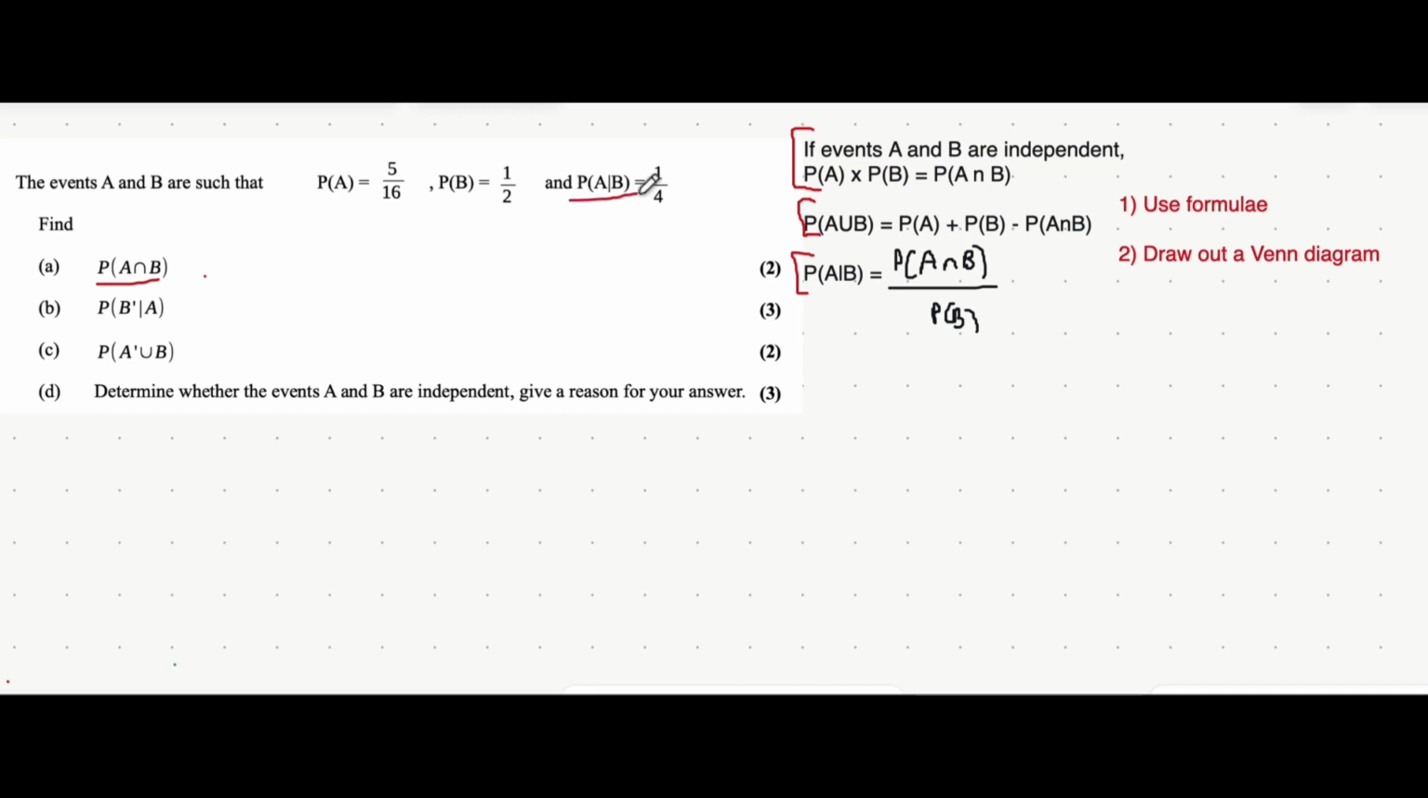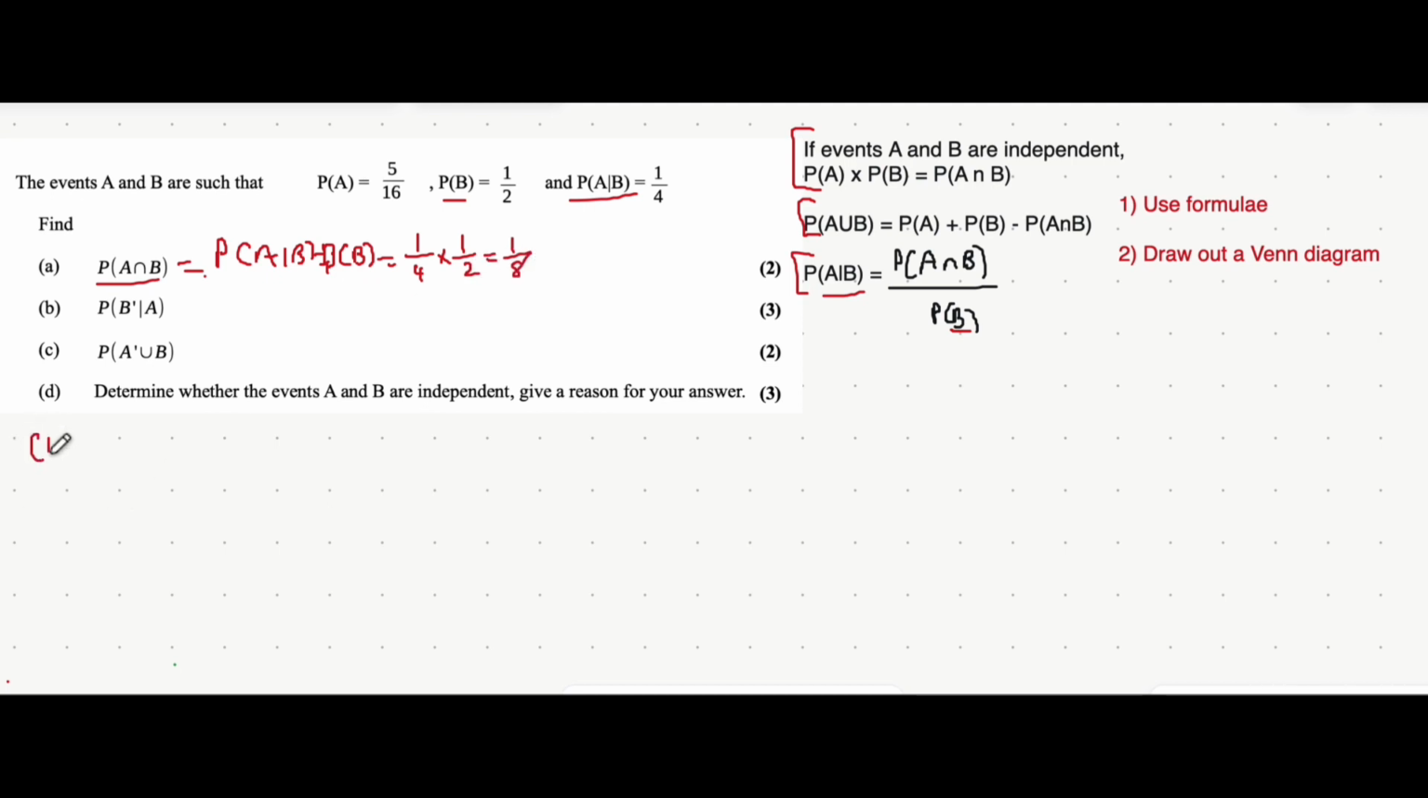So straight away, let's have a look at if we can use one of the formulas. Because it's given us A given B, and it's also given us B, we can rearrange this equation here to get A intersect B. So we can say it's equal to the probability of A given B multiplied by the probability of B. The probability of A given B is 1 over 4, and you multiply onto that the probability of B, which is 1 over 2, and that's equal to 1 over 8.